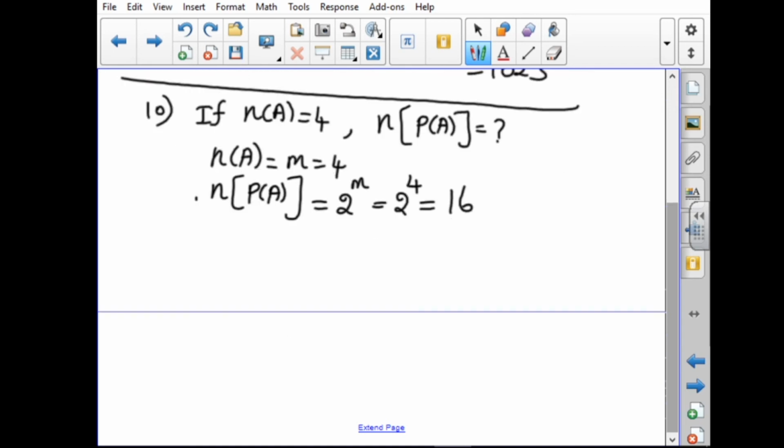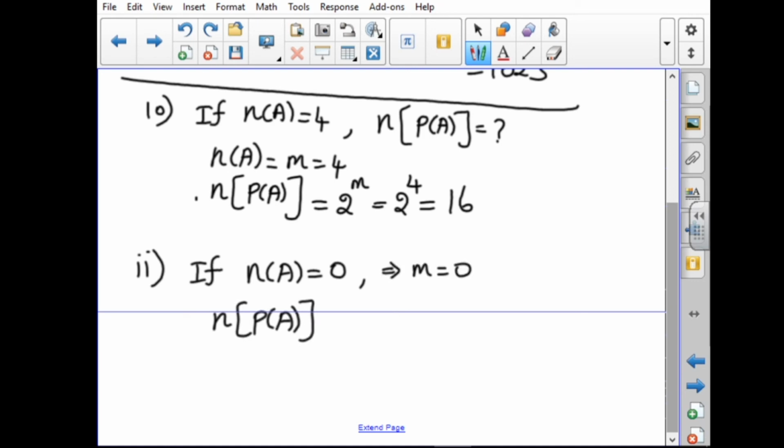Okay. Then second question. If n of A is equal to 0, then find n of P of A. So n of P of A means what? n of P of A is nothing but 2 power m. Okay, that is m is equal to 0. That is 2 power m, that means 2 power 0. Any number power 0, you will get 1. So 2 power 0 is equal to 1.